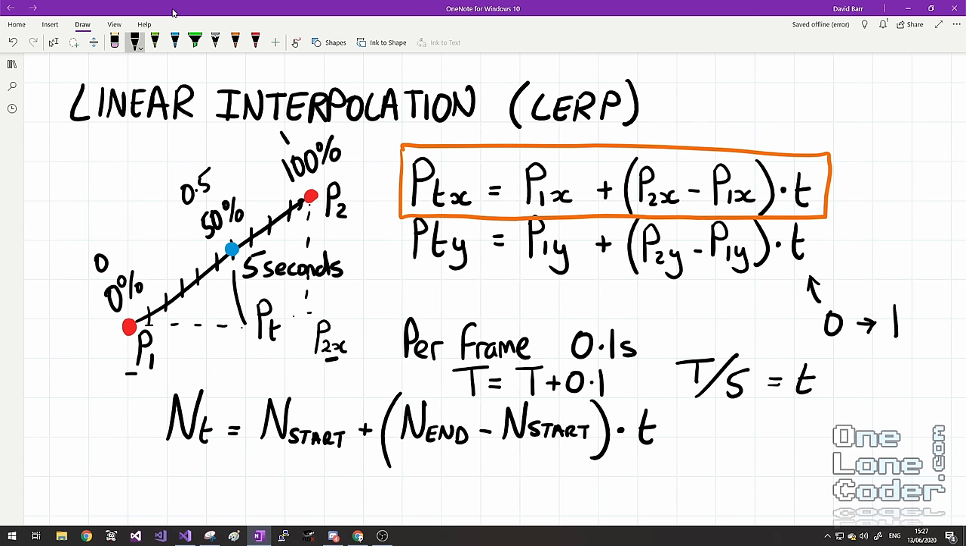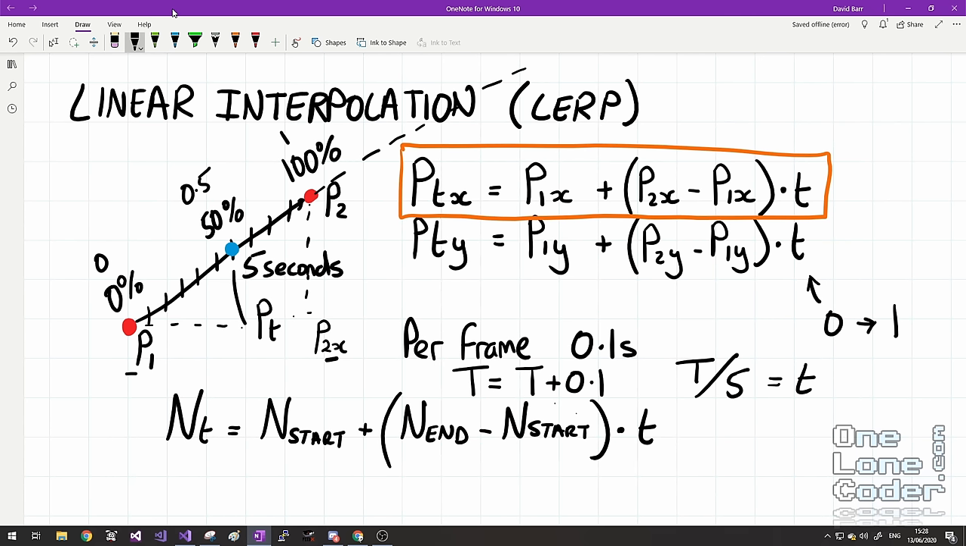100% will give us the end, 0% will give us the start, and it doesn't actually have to be bound between 0 and 1. We could continue extrapolating along that line. And linear interpolation has uses all over game development, not only for controlled motion such as this. So imagine we had a sequence of vectors and we wanted to linear interpolate along each vector per frame so we got enemies that follow a path.